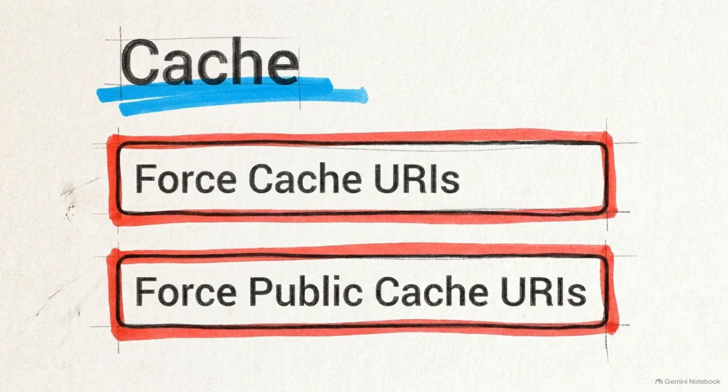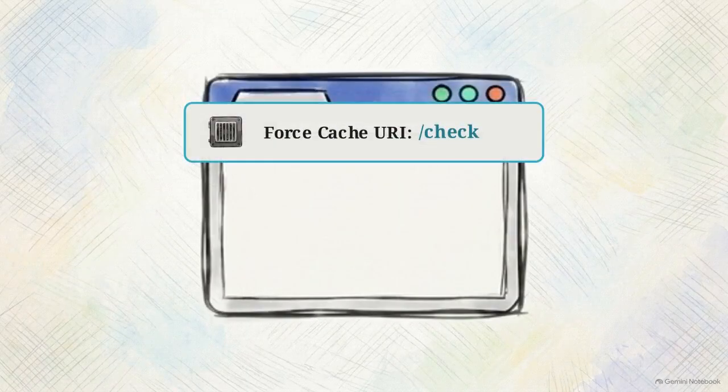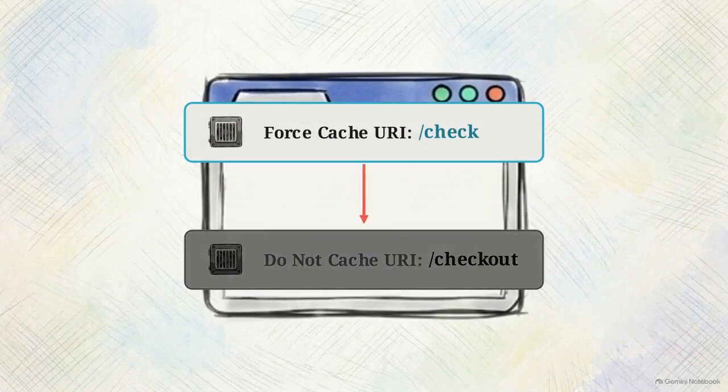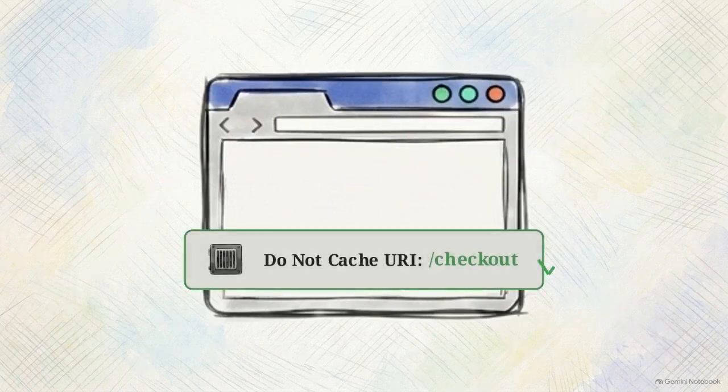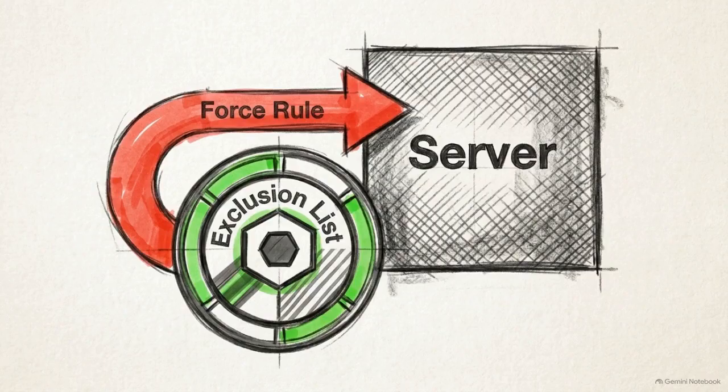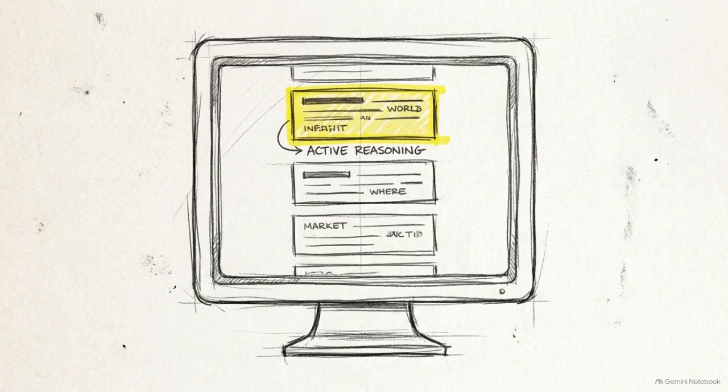Next, switch to the Main Cache tab. We need to check for any force cache or force public cache rules. In LiteSpeed's hierarchy, a force cache instruction is the highest priority. It will overrule any exclude rule you just wrote if the paths overlap. Look for any partial paths, like /check, that might be accidentally capturing your checkout pages. Delete them to ensure your exclusion rules can actually do their job. If a force rule is active on a checkout path, your exclusion list is ignored. This is why you must audit the entire stack of rules from the top down.